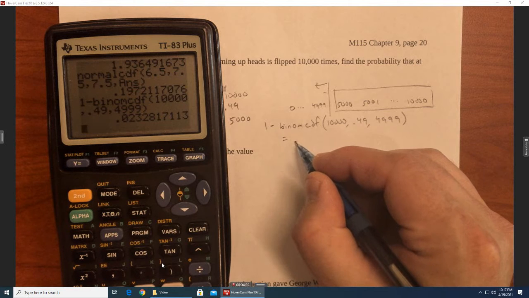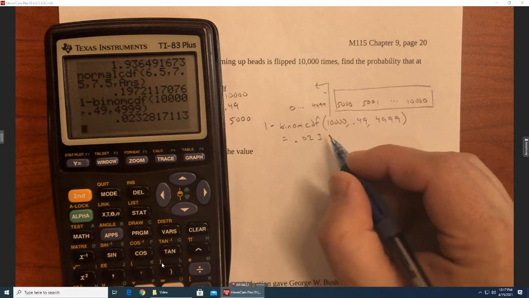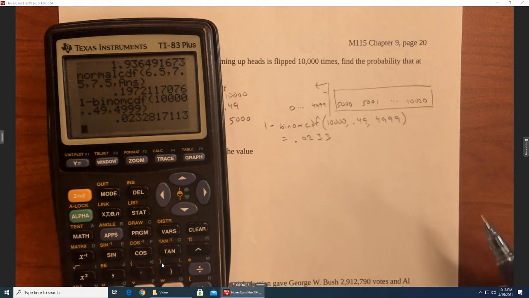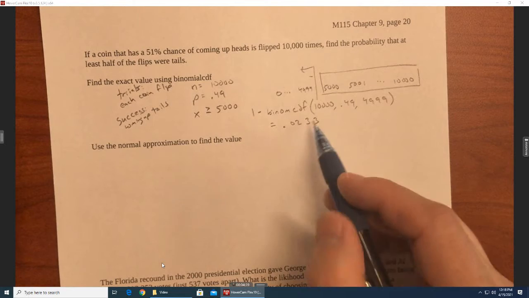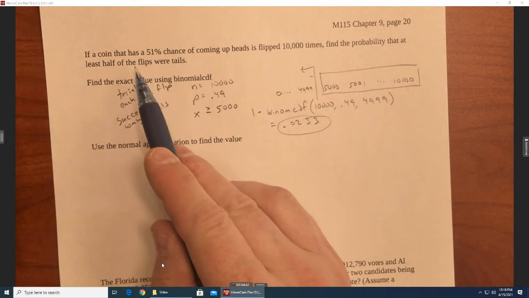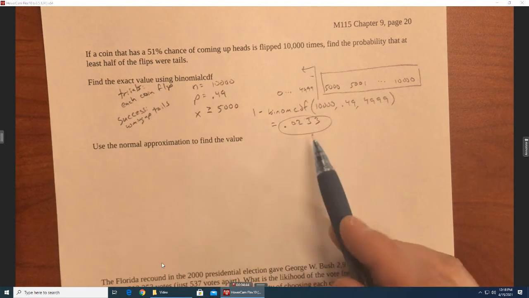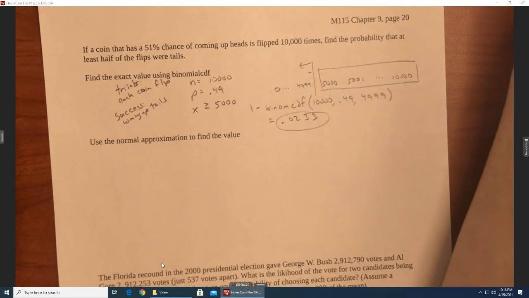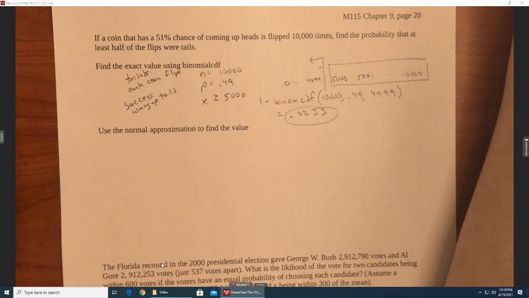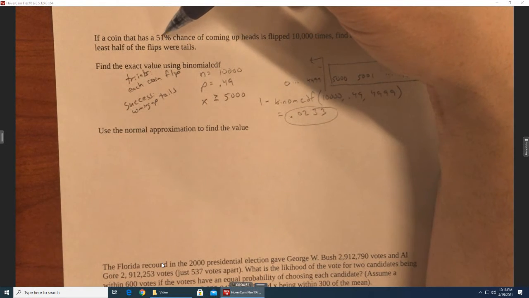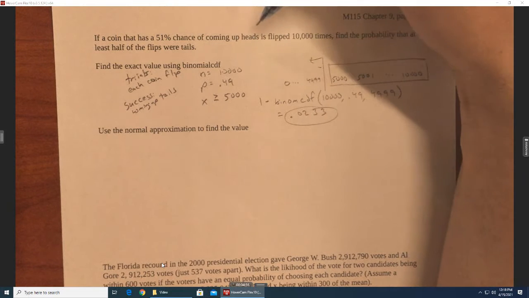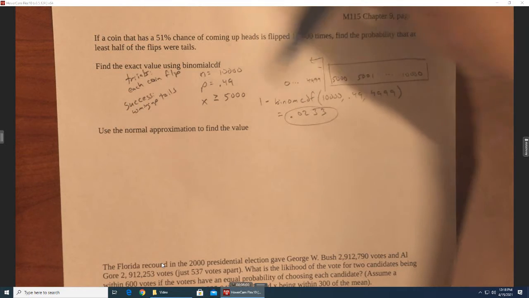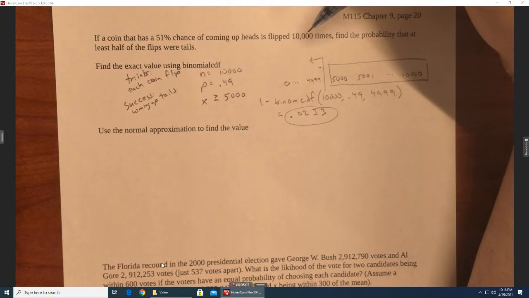So the probability here is 0.023233. Let's round to 4 decimal places. So the probability that you get at least half the coin flips being tails is just over 2%. That's actually really quite unlikely. Even though the probability is just slightly skewed towards coming up heads, the probability of getting at least half the coin flips being tails really drops off when we start flipping it that many times.